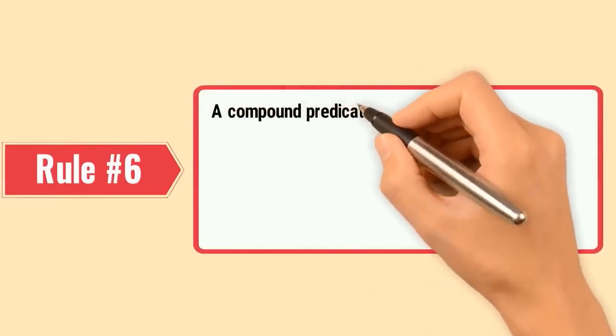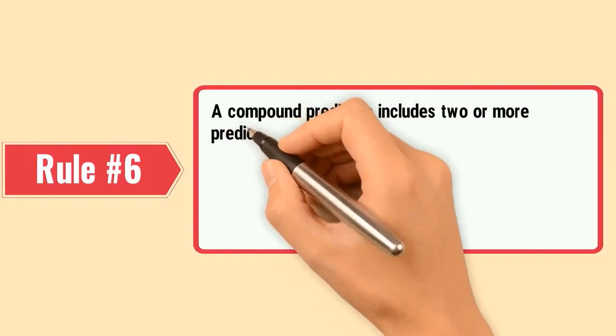Rule number 6. A compound predicate includes two or more predicates.